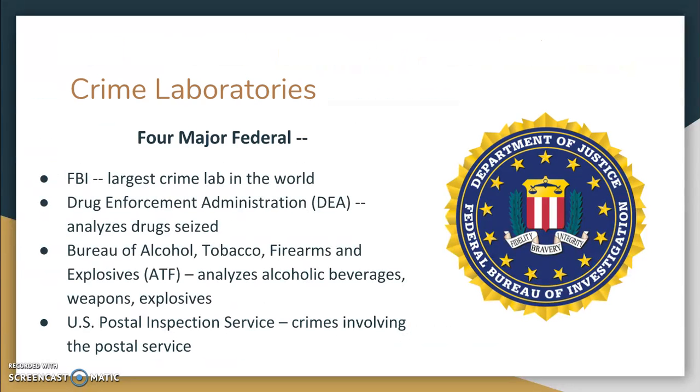So as far as crime laboratories, there are 4 major federal ones. The FBI is one. It's the largest crime lab in the world. I remember that was established by Teddy Roosevelt in '05. The DEA stands for Drug Enforcement Administration, and that analyzes drugs that are seized. The ATF is the Bureau of Alcohol, Tobacco, Firearms, and Explosives, and that analyzes everything in its title: alcoholic beverages, weapons, explosives. And then the U.S. Postal Inspection Service, which I think sometimes flies under the radar a little bit, is crimes involving the Postal Service.